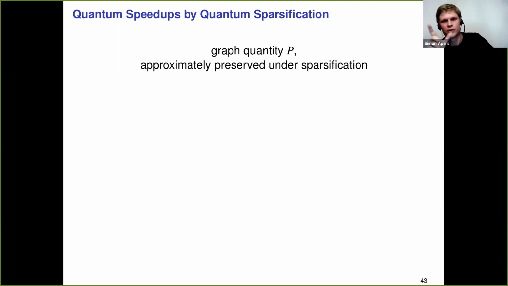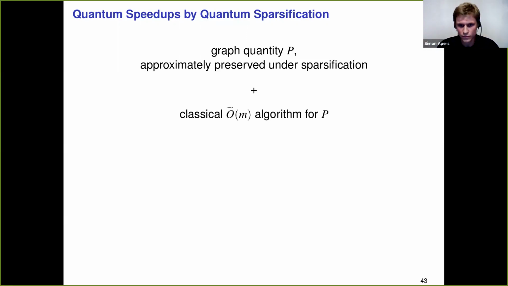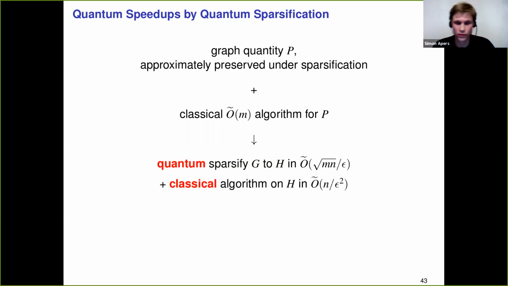Namely, consider an input graph G, and we're interested in, say, approximating a certain quantity associated to this graph P, right? This could be a min cut, this could be solving a Laplacian system associated to this graph, something like that. And assume that it's approximately preserved under sparsification. Then also assume that you have a classical near linear time algorithm for approximating or exactly calculating this quantity. Then we can do the following thing.